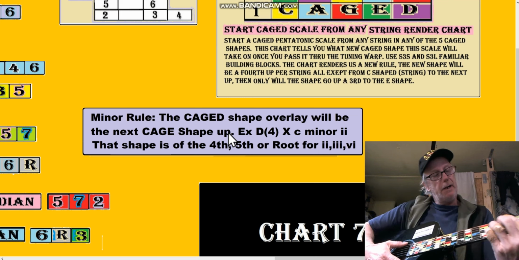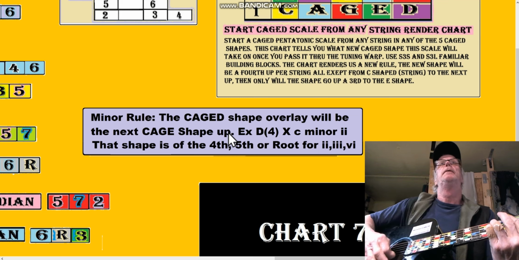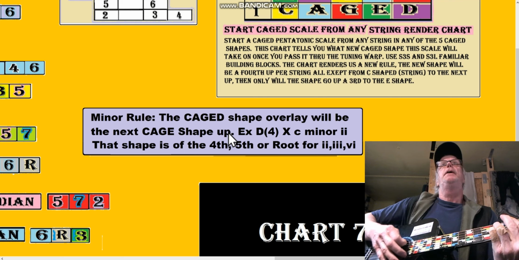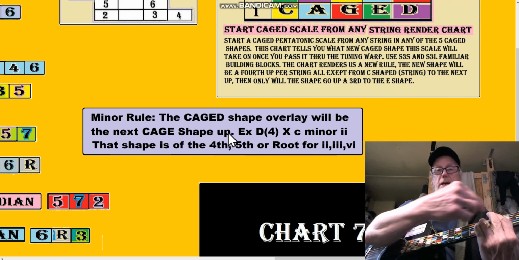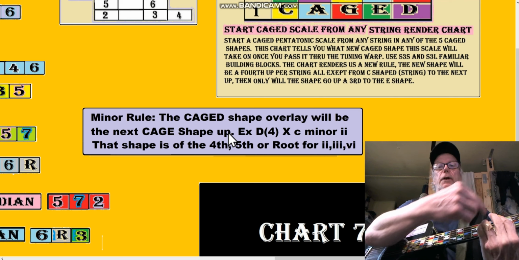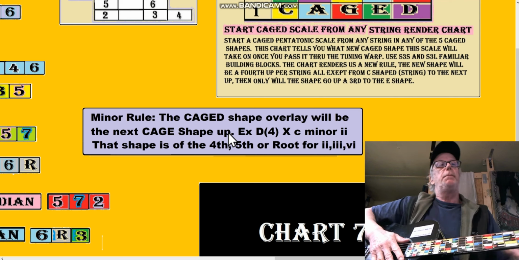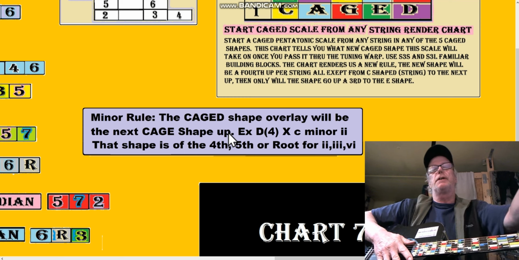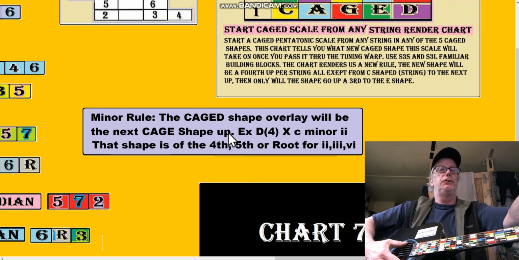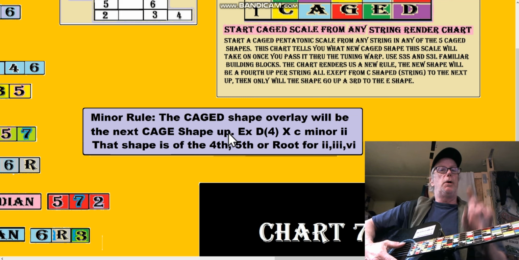Okay, so if you have an E minor shape, the CAGE shape that encompasses that E minor that you'd play over it is one pentatonic scale member up. So E minor, one pentatonic scale member up would be G. That's one key of C pentatonic scale member.